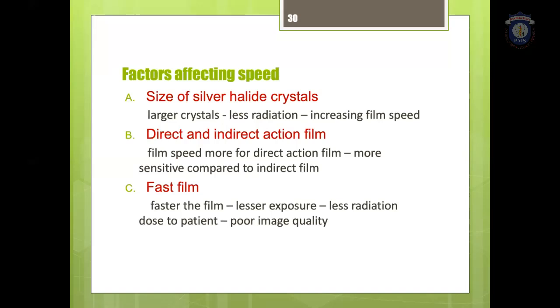Factors affecting speed. One, size of silver halide crystals. Larger crystals require less radiation, thus increasing the film speed. Direct and indirect films: film speed is more for direct action film, and it is more sensitive compared to indirect film or screen film combinations. Fast film: the faster the film, the less exposure and less radiation dose to the patient, but image quality or sharpness will be reduced.